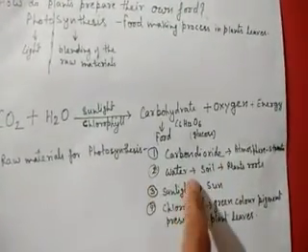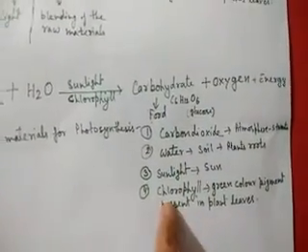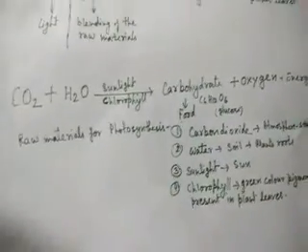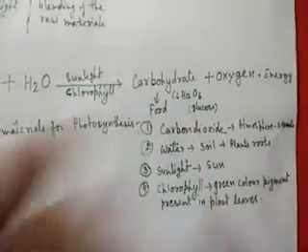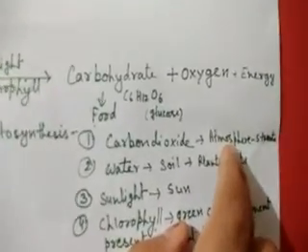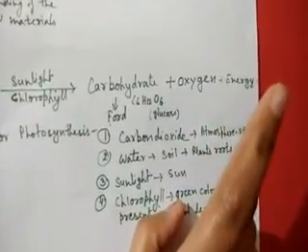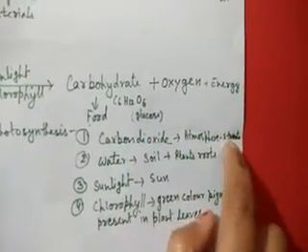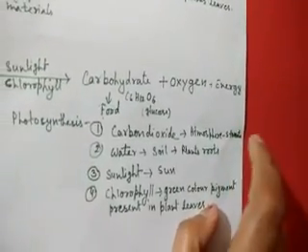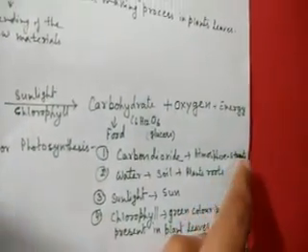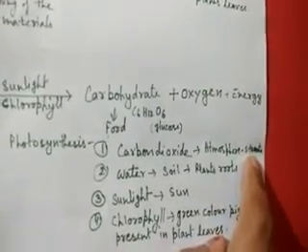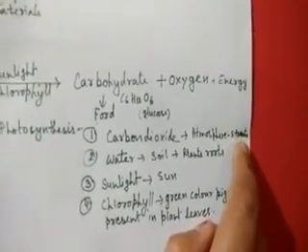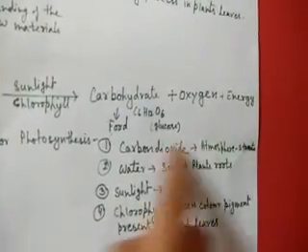For photosynthesis, first is carbon dioxide, the second is water, third is sunlight, and the fourth is chlorophyll. Now the question is, from where do the plants get all these raw materials? The carbon dioxide comes from the atmosphere, and it enters into the plant with the help of stomata. Stomata are small pores present on the leaf surface, through which carbon dioxide enters into the plant leaves.